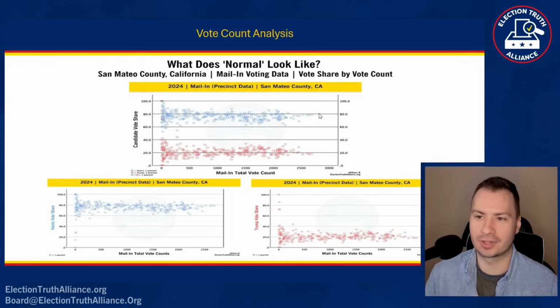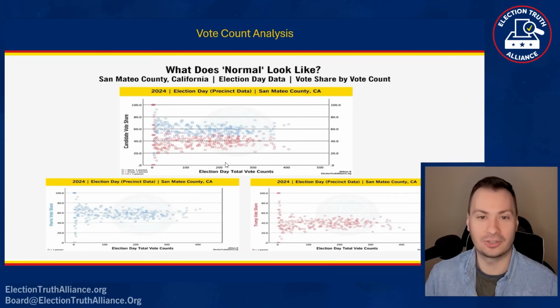We don't see that for California, San Mateo County for the 2024 election. We don't see that for their mail-in. And then here's their election day. And then the same thing. We don't see a noticeable shift or trend across all precincts after a certain point. We see both candidates sit somewhere consistently around a certain percentage.